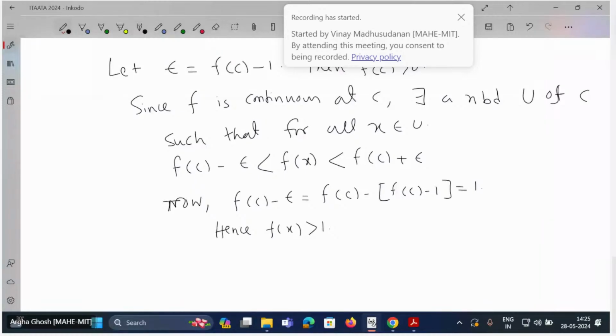Because f of c is greater than 1, and now how it will be, it's a question of brain science, not a question of mathematics. How did the brain get that idea? It's like her brain was able to produce that. You have to consider that epsilon equals f of c minus 1.